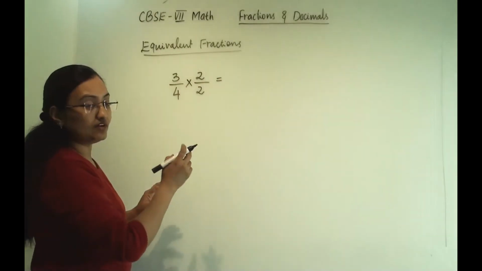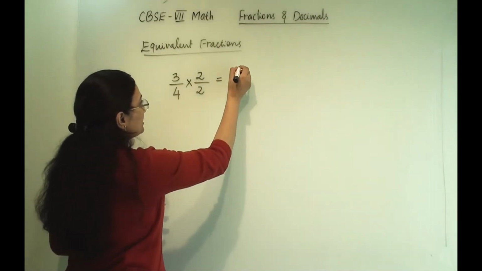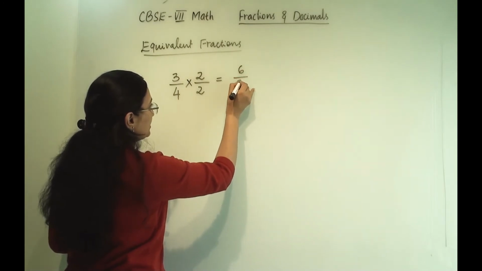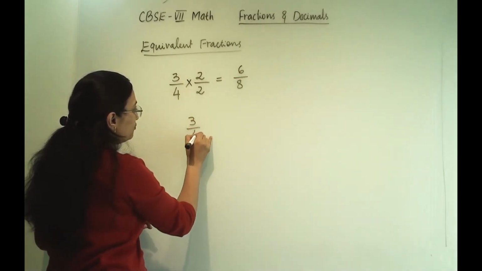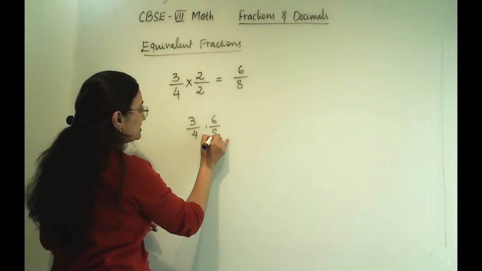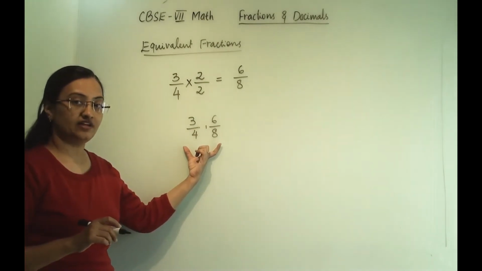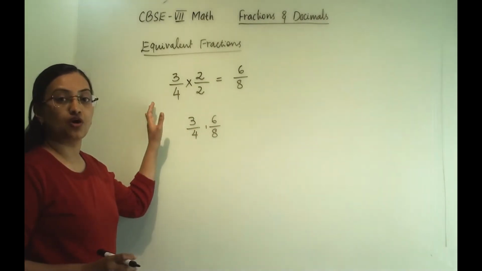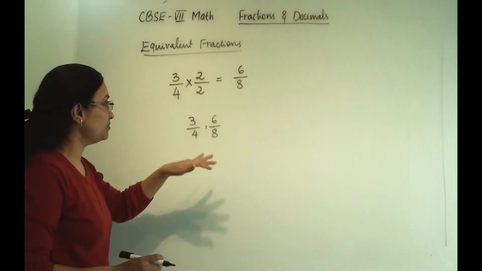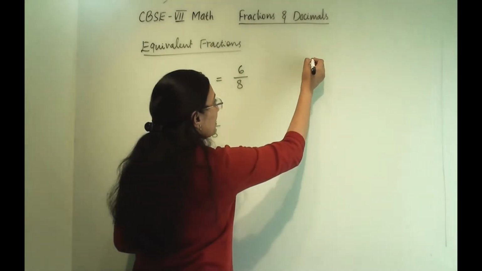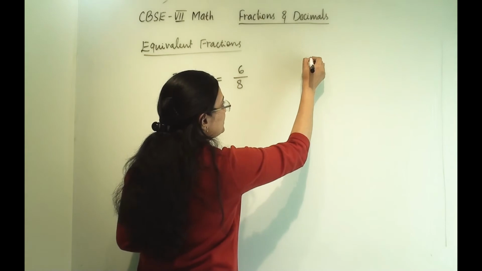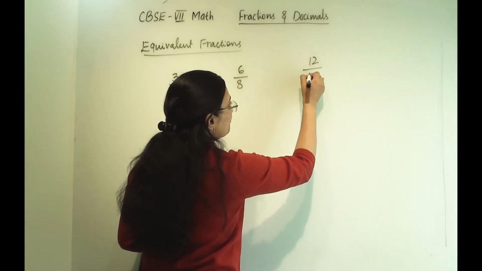Then whatever fraction we will get here is 6 by 8. So 3 by 4 and 6 by 8, these two fractions are equivalent fractions. This equivalent fraction we got via multiplication. Similarly, we can get it via division also. For example, 12 by 15.